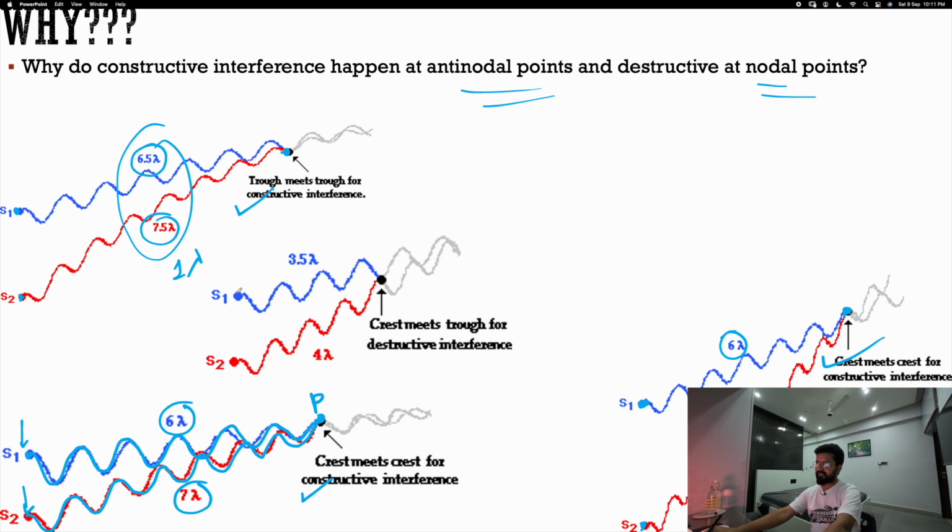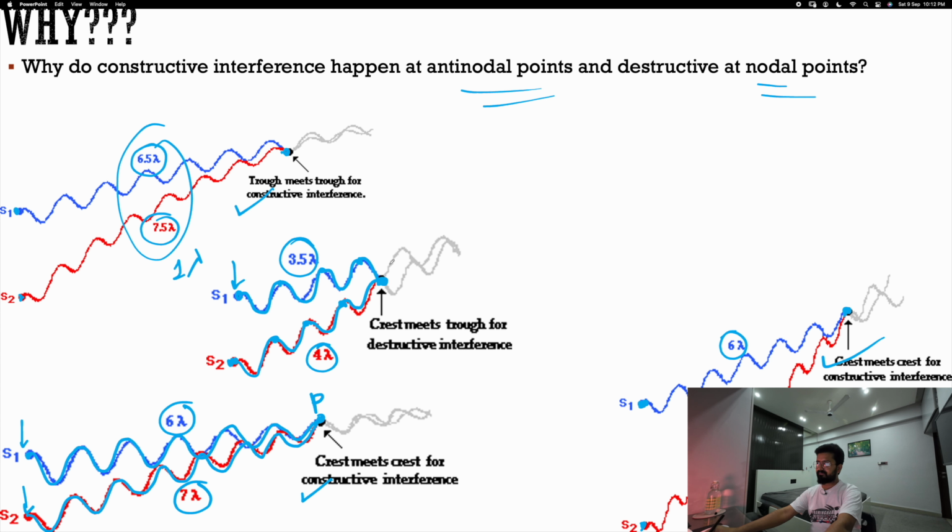Look at this example. S1 has traveled 3.5 lambda distance. That means starts with peak, 1 lambda, 2 lambda, 3 lambda and another half lambda. That means starts with peak, ends with trough. Similarly, S2 has traveled 4 lambda, that means starts with peak, ends with peak. If anyone has doubts, say why starts with peak and ends with peak, look at 4 lambda: 1 lambda ends with peak, 2 lambda ends with peak, 3 lambda ends with peak, 4 lambda ends with peak.